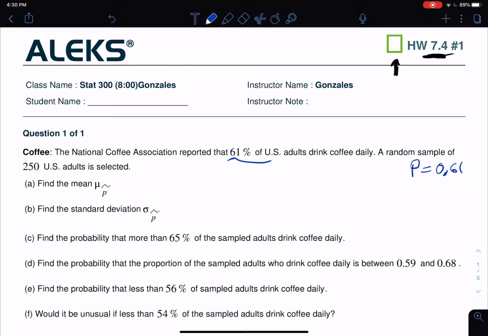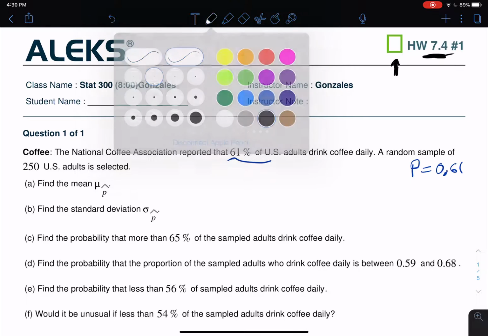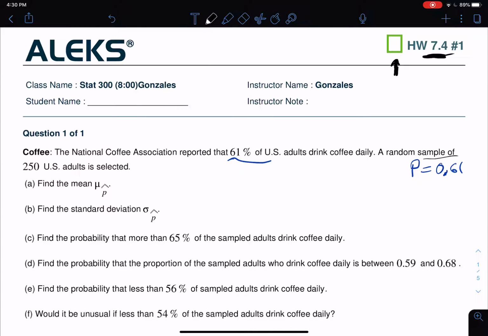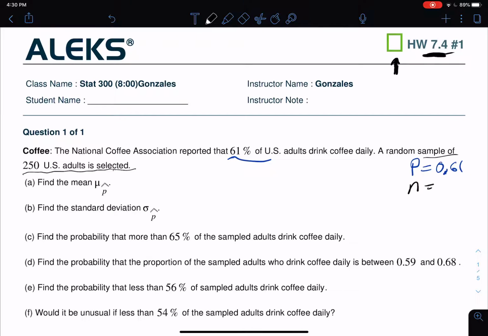That's the population. Now then it says a random sample of 250 adults is selected. Okay, so that means now that n equals 250. Okay, so far, what do we have here?